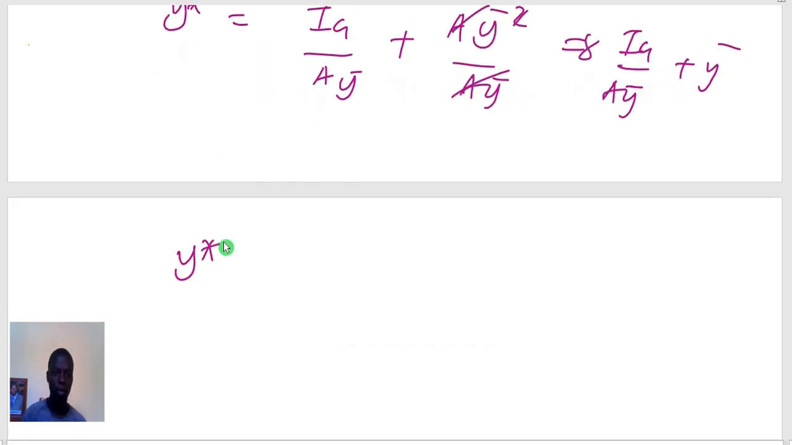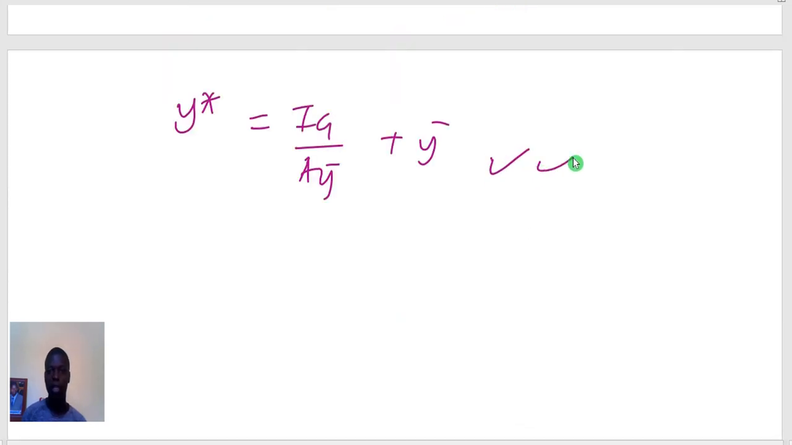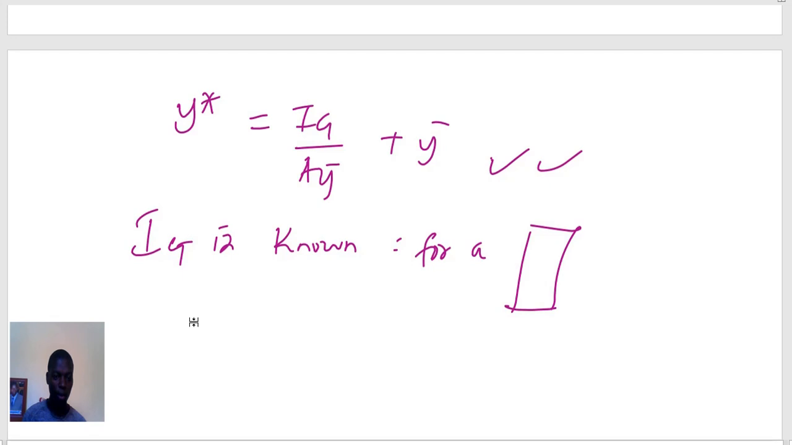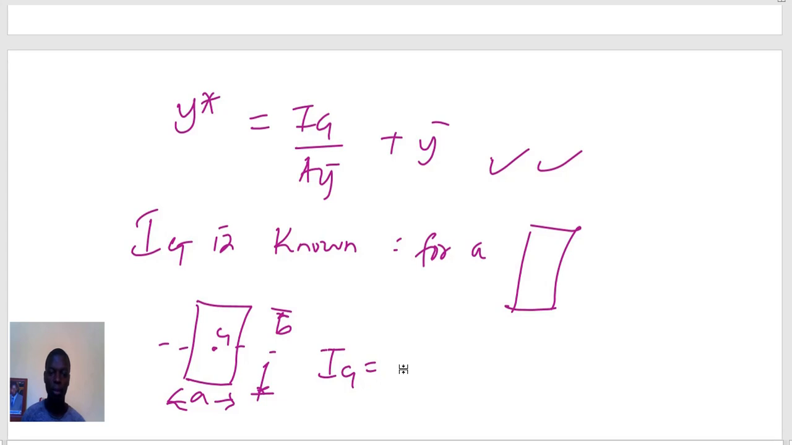Therefore, the center of pressure will be at a distance y star, which is equal to Ig over A y bar plus y bar. Ig can be obtained because we know Ig is known from geometry. For example, for a rectangle of these dimensions, if this is its center of gravity G, then it has a distance b here, then this is a, then Ig is obtained from a b cubed over 12. For a rectangle, that is it.